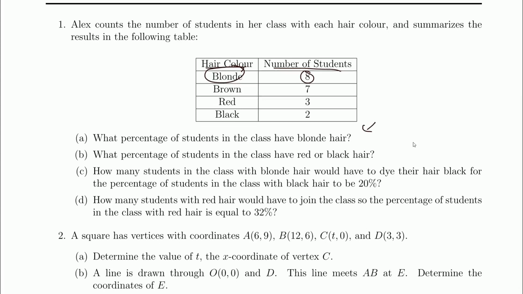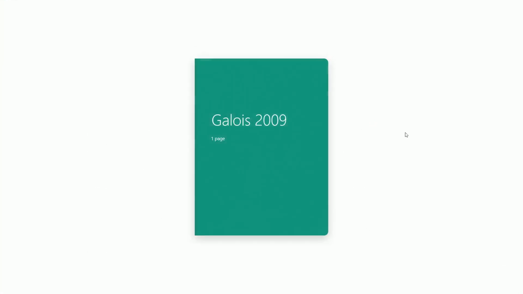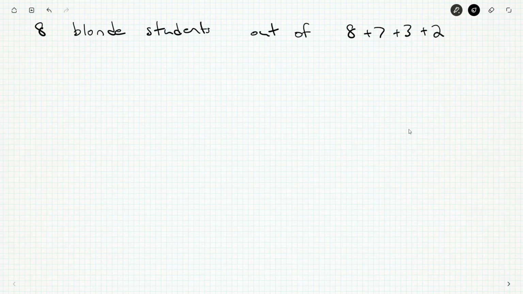Okay, it's fairly straightforward, and it should be, being the very first part of the very first question on the contest. We're going to write up our solutions here. So how do we figure out percentages? Well, I know that there are 8 blonde students out of a total of 8 blonde, 7 with brown hair, 3 red, and 2 with black hair. And that's a total of 20. So 8 blonde students out of 20 students. So I know that there is a fraction, 8 out of 20 of the students are blonde.